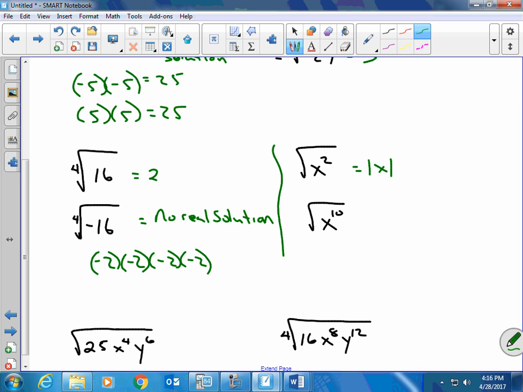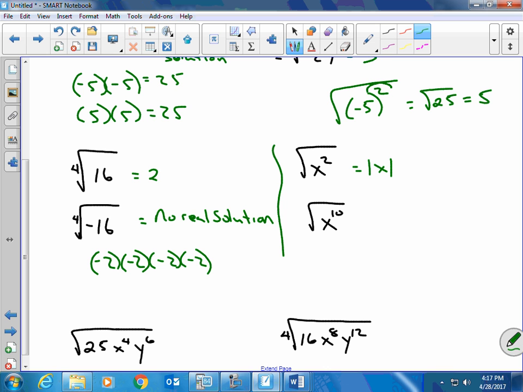Why would I need to put that absolute value in there? If I say x is negative 5, and I take the square root of negative 5 squared, negative 5 squared is 25. Now I take the square root of 25, and I don't get negative 5. I don't get what I started with. I get a positive 5. I get close to what I started with, but I actually get the absolute value of what I started with.